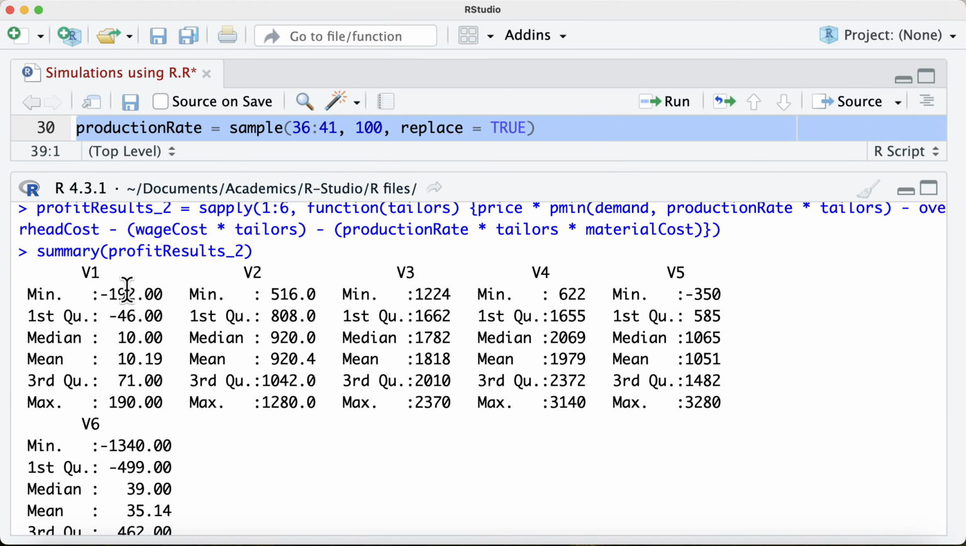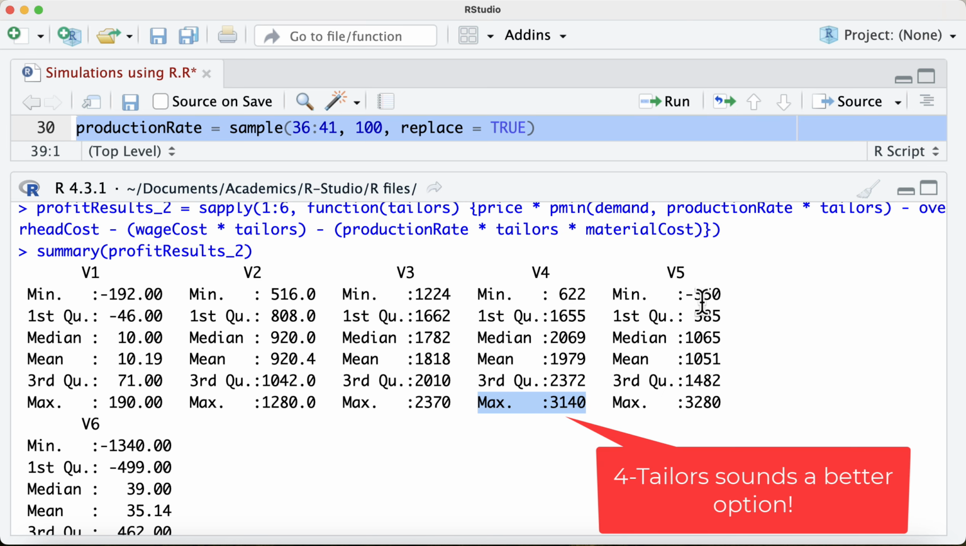The 1 tailor option is not very feasible because the maximum value is very low and the minimum is negative. The 2 tailor option has a maximum value of 1280, but in the case of 3 tailors, it's almost double, which means we can eliminate the 2 tailors option in favor of the 3 tailors option. For the 4 tailors option, we have a maximum of 3140 and the minimum is low.